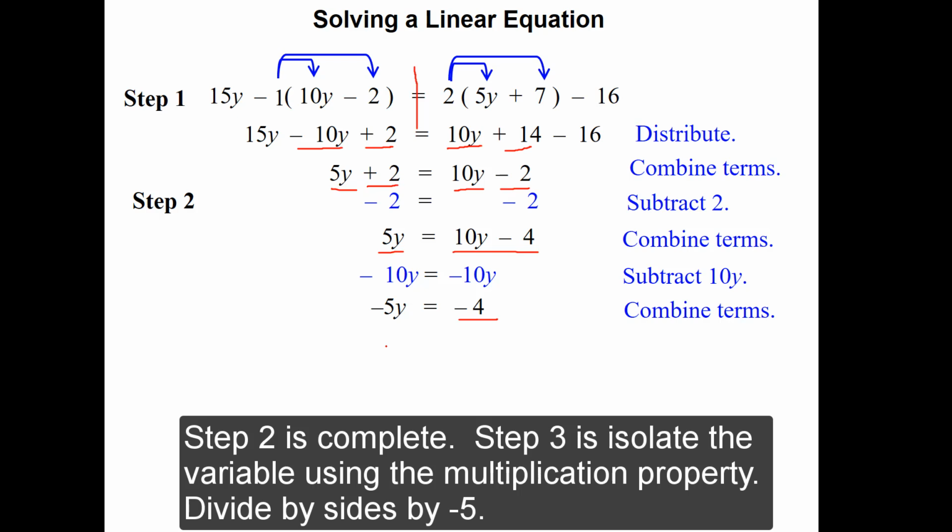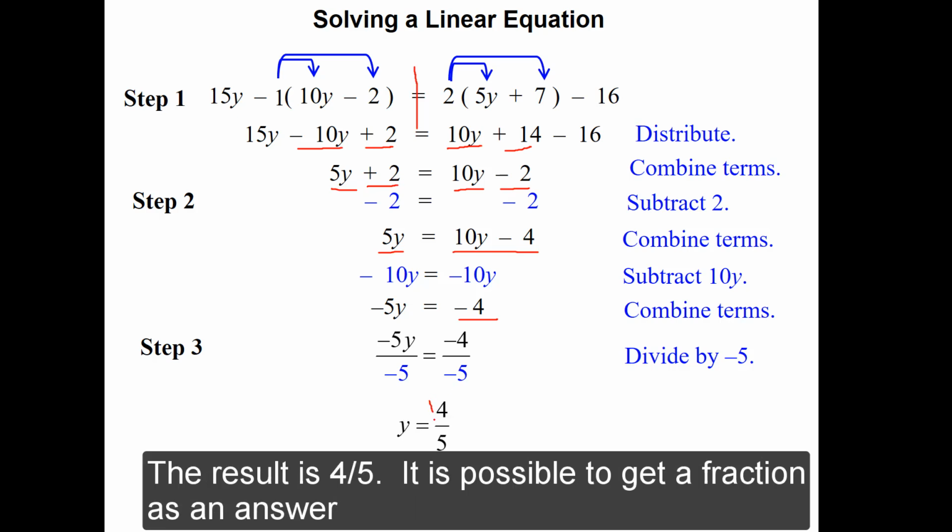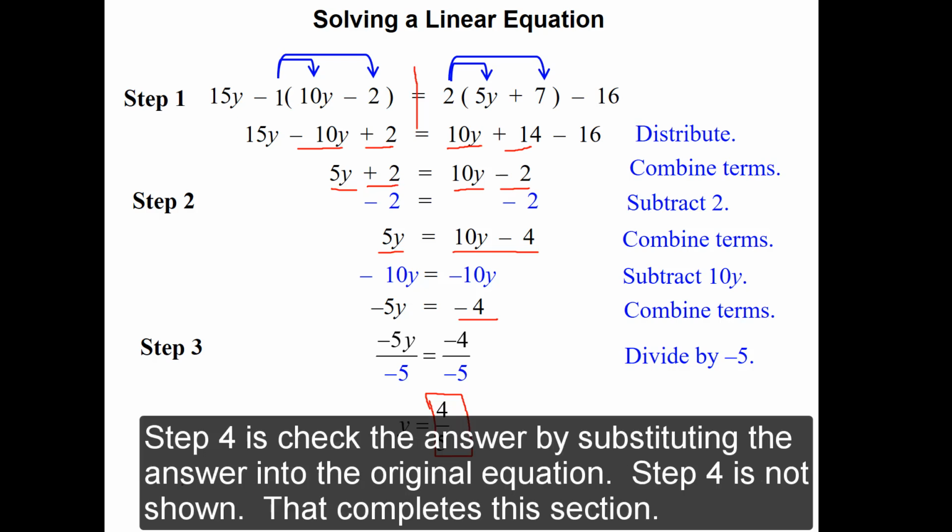Step 2 is complete. Step 3 is isolate the variable using the multiplication property. I will divide each side by -5. And when I do that, I get y is equal to +4/5. Again, a negative divided by a negative is a positive. It is quite possible to get a fraction as an answer. I will not show step 4, but step 4 is to plug 4/5 into the original equation and see that you get two things that equal each other. That concludes this section.